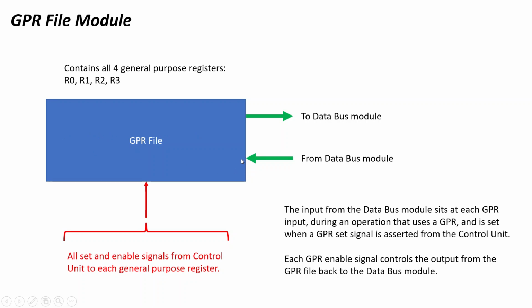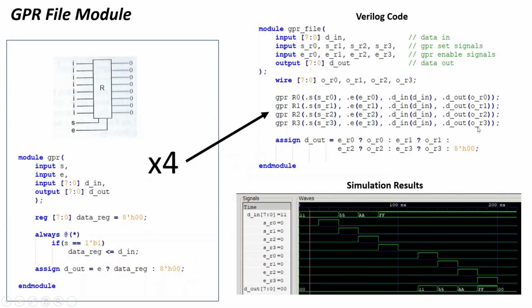But the one that the data gets set into is determined when the set signal comes high from the control unit. And as far as the enable goes, when it's outputted, it's the enable signal from the control unit that outputs it to the data bus module. Here's the code for one of the registers here on the left, and then just instantiating 4 of those, including them into the GPR file module. All these inputs are all the sets, all the enables, the data in and the data out.